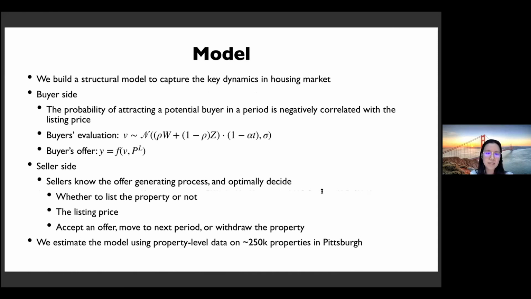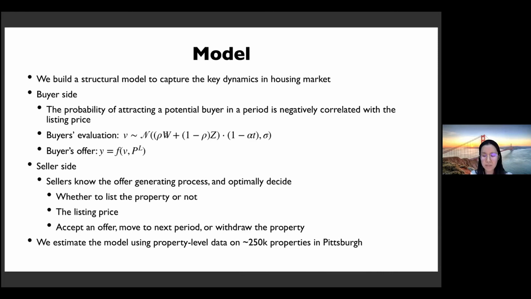For the buyer side, we model the buyer's evaluation of a property as the weighted average of Zestimate and information from other channels, which we call intrinsic values. And the buyer's offer would be a function of the buyer's evaluation and the listing price. On the seller side, we assume that sellers know the offer generating process and optimally make decisions on whether to list the property or not, the listing price, and whether to accept an offer, move to the next period, or withdraw the property.